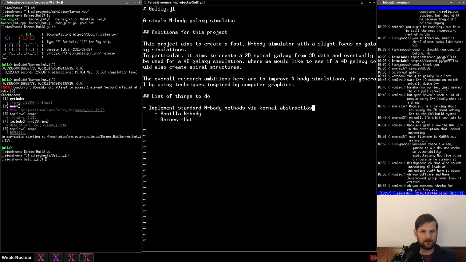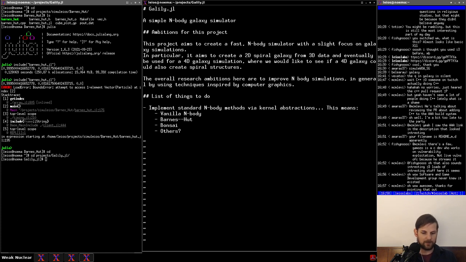Abstractions. Okay, so here, let's see, what do we want here? So we want to implement this via kernel abstractions, and then what am I going to do next? This means, okay, vanilla N-body, Barnes-Hut, and then something like, what was it called again? What was their code called? Oh gosh, what is it called? Bonsai. Bonsai, and then maybe others.